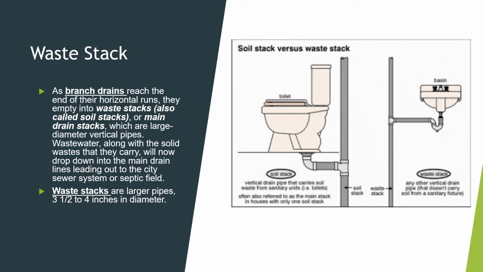Waste stack. As branch drains reach the end of their horizontal runs, they empty into waste stacks, also called soil stacks or main drain stacks, which are large diameter vertical pipes. Wastewater, along with solid waste that they carry, will now drop down into the main drain lines leading out to the city sewer system or septic field. Waste stacks are larger pipes, 3.5 to 4 inches in diameter.